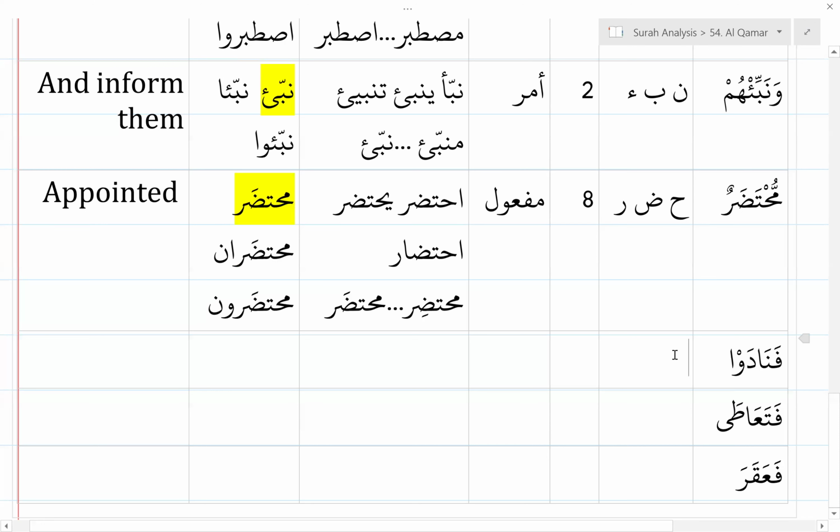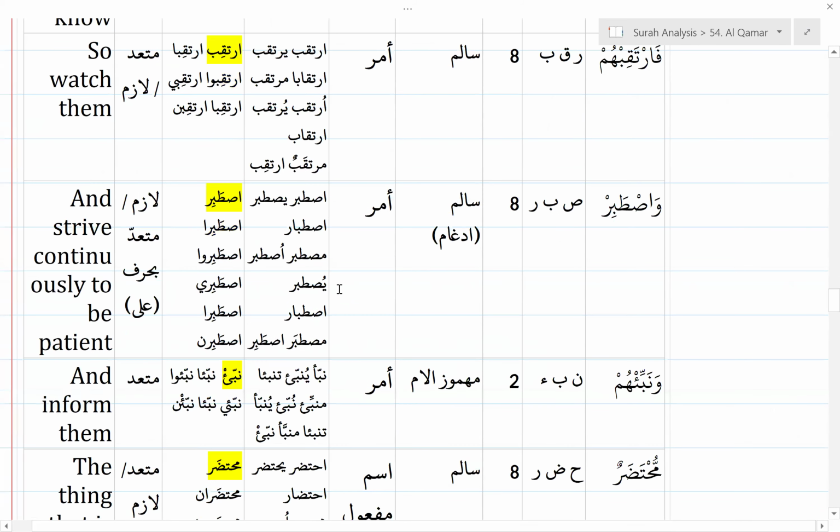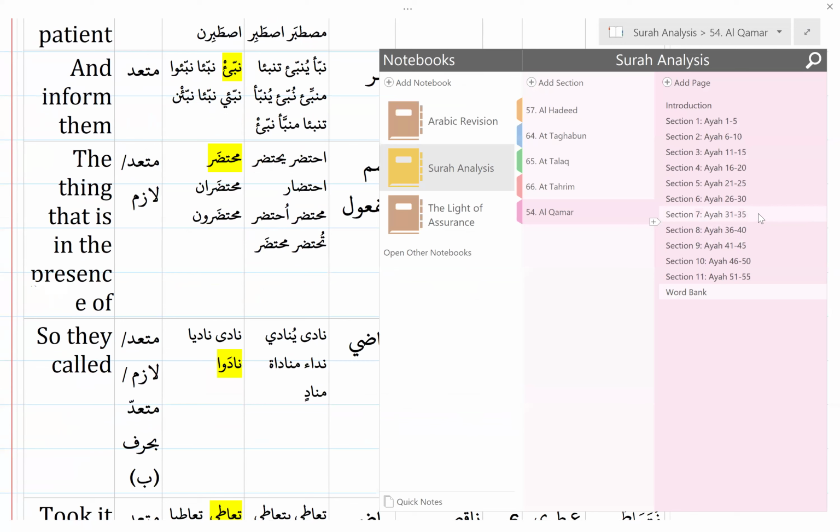Then we have فنادوا. Nada. So noon, alif, dal, hamza. Nada, yanadi, nida'. Let me confirm that. Is it waw or ya? Something is not right. This is from family 3. I want to know which kind of naqis it is, because sometimes naqis is confusing.